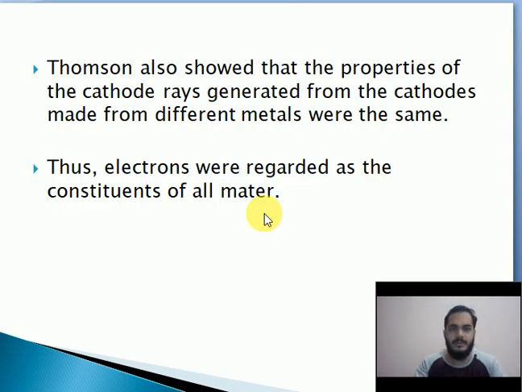Thomson also showed that the properties of the cathode rays generated from cathodes made from different metals were the same. Thus, electrons were regarded as the constituents of all matter. Here, one important point is mentioned: J.J. Thomson, electrons were regarded as the constituents of all matter.